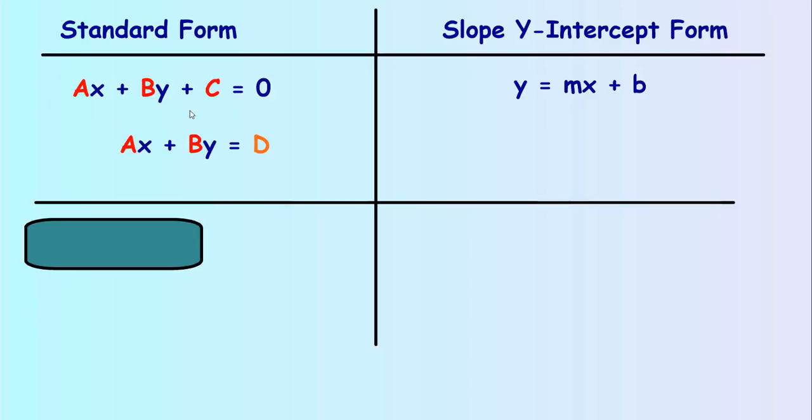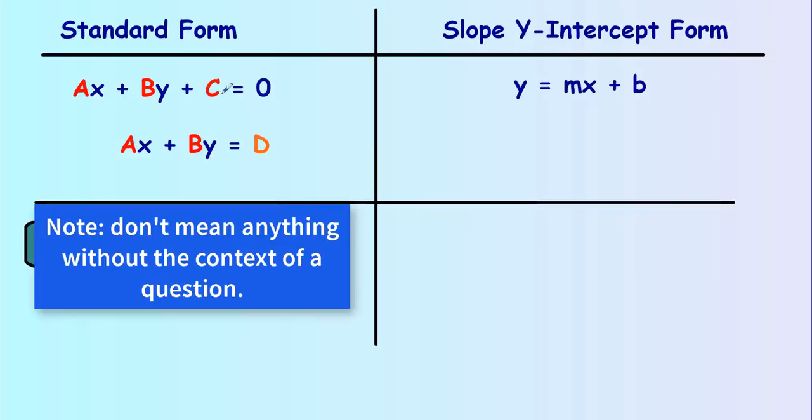There's ax plus by plus c is equal to 0, and there's also ax plus by equals d. So you might be wondering, what on earth does this mean? Unlike slope y-intercept form, which is y equals mx plus b, a, b, c don't mean anything. It's not anything to do with the slope. Unlike these ones where y meant dependent, m meant slope, and b meant initial value, a, b, c don't mean anything. Same thing with d.